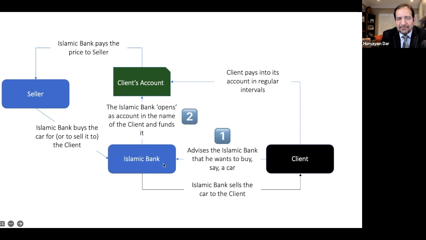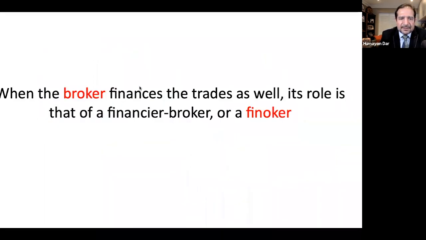So what are the 5 or 6 steps involved? Number one, the customer or the client advises the Islamic Bank of an intention, in this case, purchase of a car. The bank opens the account. This is number 2. Number 3 is Islamic Bank buys the car from the market. And number 4 is it pays from the account which it has created in the name of the client. And number 5, Islamic Bank sells the car to the client. And of course, the client starts paying into this account on a regular basis. This is an example of a broker financing the sales and purchases as well.